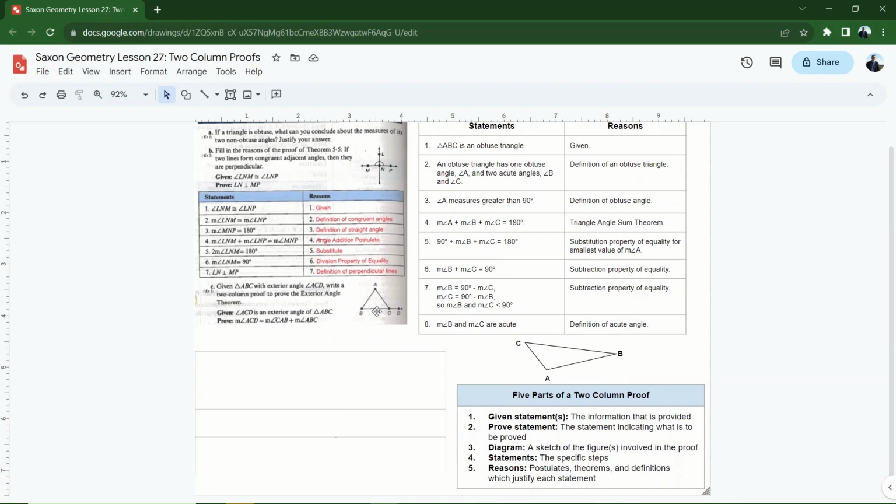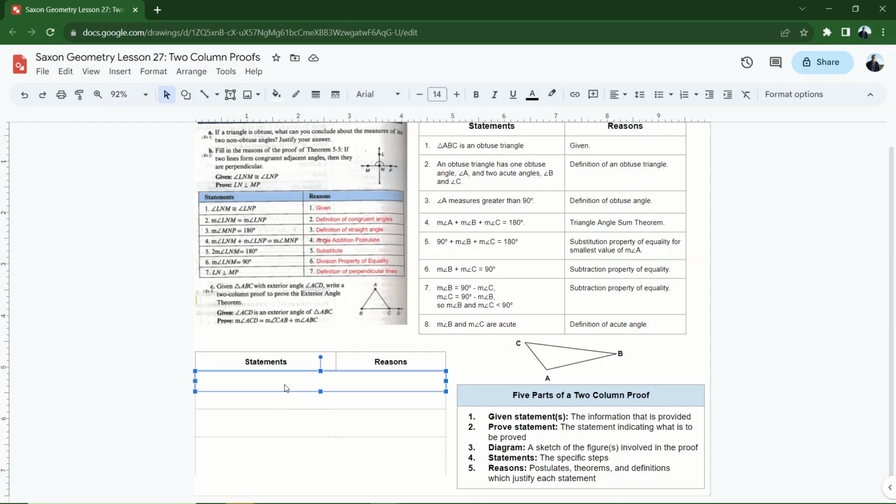Given triangle ABC with exterior angle ACD, we need to write a 2-column proof to prove the exterior angle theorem. Remember, the exterior angle theorem is that the measure of ACD is the same as CAB plus ABC. The exterior angle equals the measure of the two remote interior angles. All right, let's get started. We're going to start with our givens, but I'm not actually going to rewrite the givens this time because it just takes up extra space that I do not have. So we're just going to say the given is that angle ACD is an exterior angle of triangle ABC.